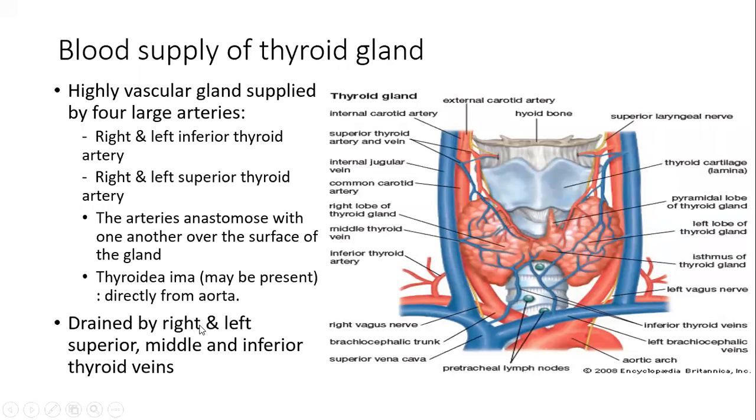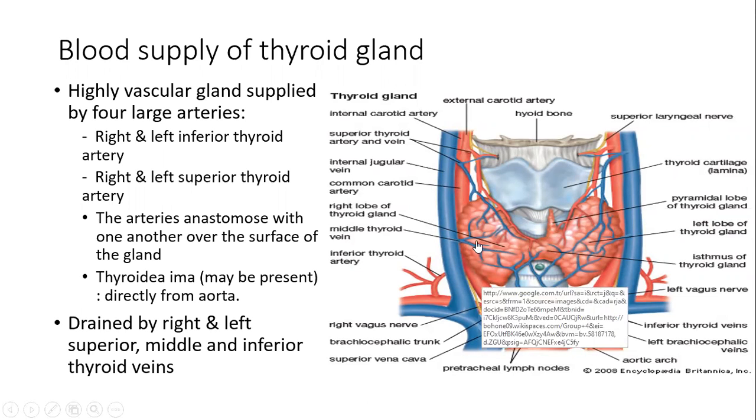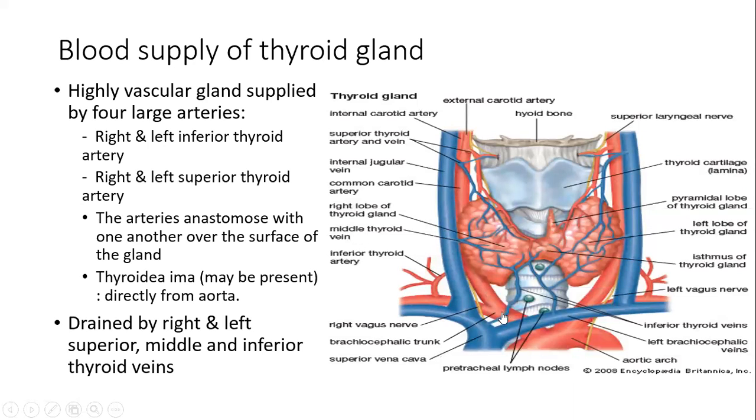Then it is drained by the right and left superior, middle, and inferior thyroid veins. The arterial supply is by four arteries, but the venous drainage is by six veins. One is the superior thyroid vein on either side. Then we have the middle thyroid veins. Then we have the inferior thyroid veins, on either side.